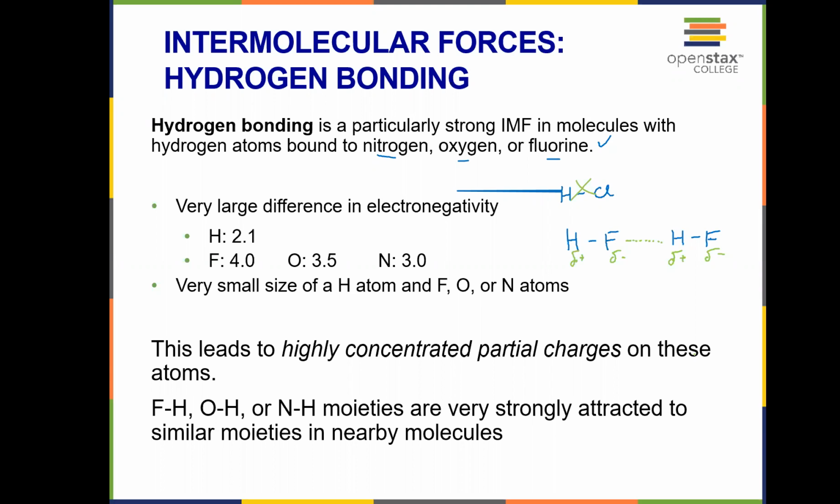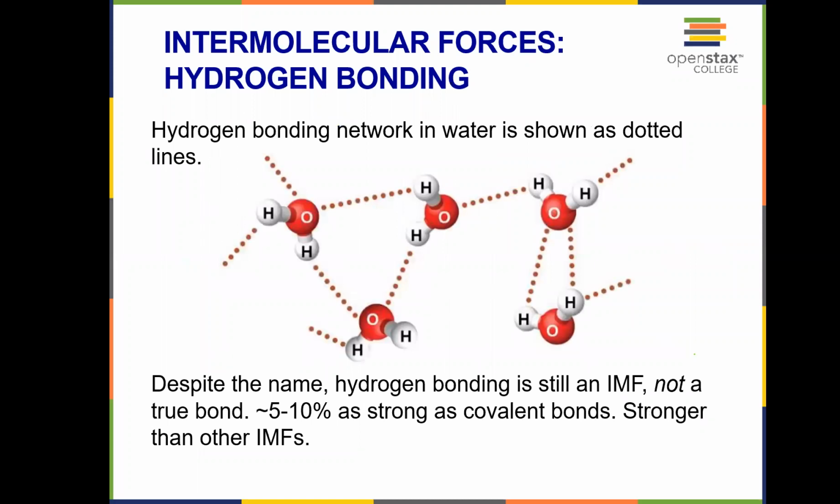So in order to have hydrogen bonding, we need to have hydrogen attached directly to an oxygen, to a nitrogen, or to a fluorine. And then our actual intermolecular force, this hydrogen bond, is not a full chemical bond, but it's this weak attractive force that exists between one molecule and a neighboring molecule. And as we said, it's much weaker than a full chemical bond, only about 5 to 10% as strong.